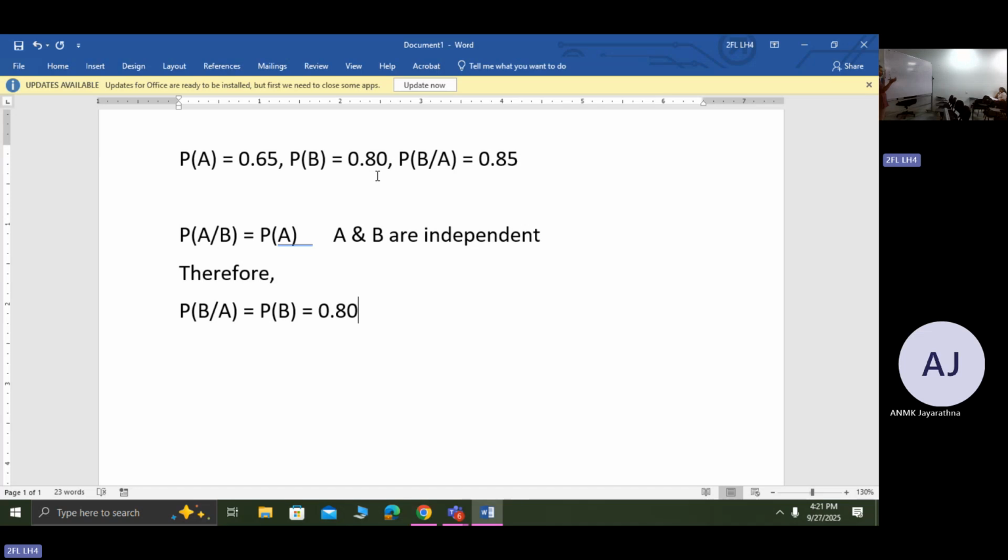We assume the production rate of each machine. 20% of the total production is produced by machine A. Then 15% of the total production is produced by machine B. Then 65% of the total production is produced by machine C. Now clear?